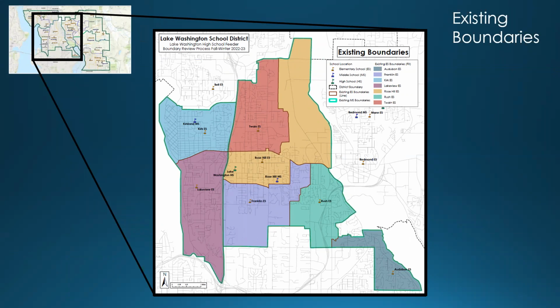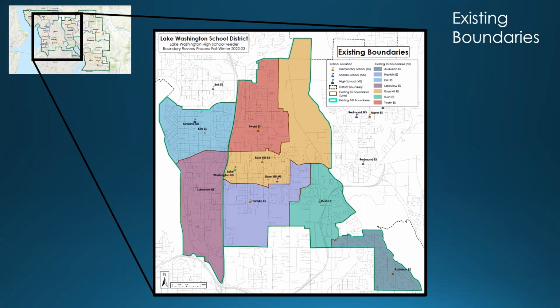These maps show the existing elementary and middle school boundaries within the Lake Washington High School feeder area. Currently, you can see the elementary schools in the color block and dark red-brown outline. The middle school boundary in the highlighted turquoise line running north and south, synonymous with the highway. The current feeder from elementary to middle schools is as follows. Feeding into Rose Hill Middle School are Twain, Rose Hill, Franklin, Rush, and Audubon elementary schools. And feeding into Kirkland Middle School are Kirk and Lakeview elementary schools.